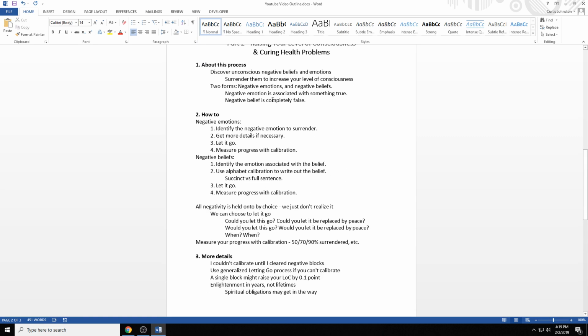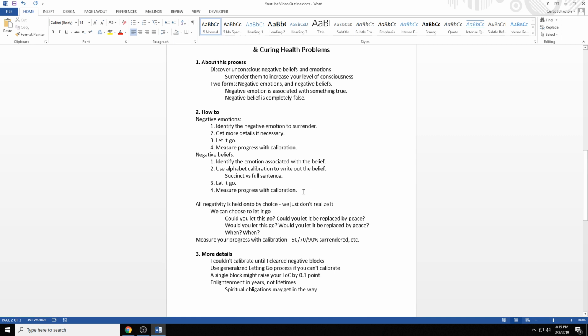Okay, the next part is the health. Okay, so I didn't write everything in the notes, but I do have more to say about it. So more details. Okay, I couldn't calibrate, so this is just something I wanted to throw out there.